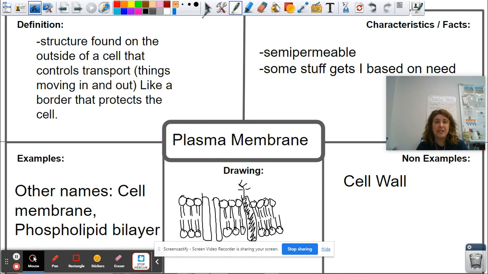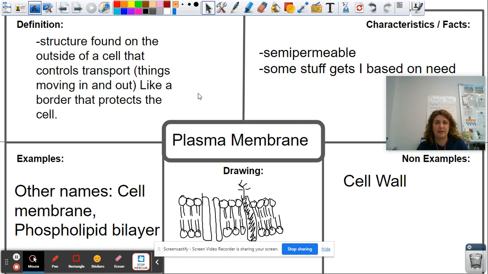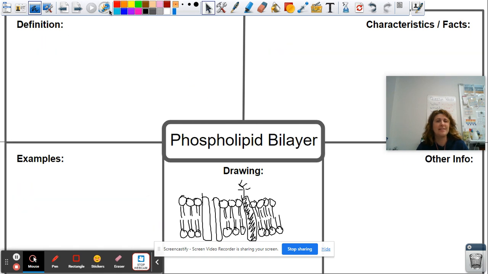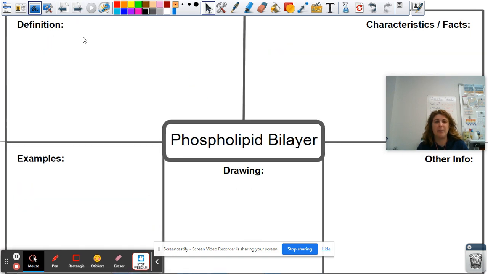So pause the video if you need to go through the drawing, the characteristics, the non-examples, examples, or definition. Pause, rewind. I'm going to move ahead to the next term. Our next term on here. There it is. Phospholipid bilayer.